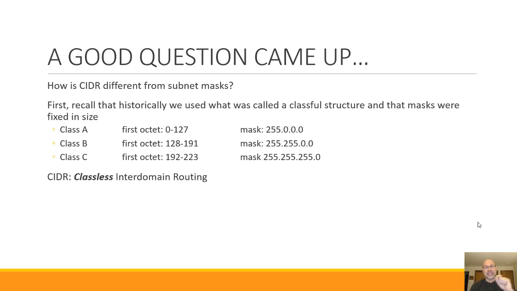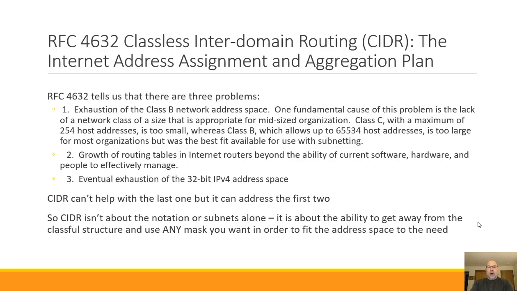CIDR is classless interdomain routing. So that's the wording difference, but what does that mean? Well, RFC 4632 is CIDR. And if you watch the other videos, you know that that's the last one in the sequence there. The whole point that RFC 4632 is trying to get us to understand is that there are some basic problems that we have with our internet address space.